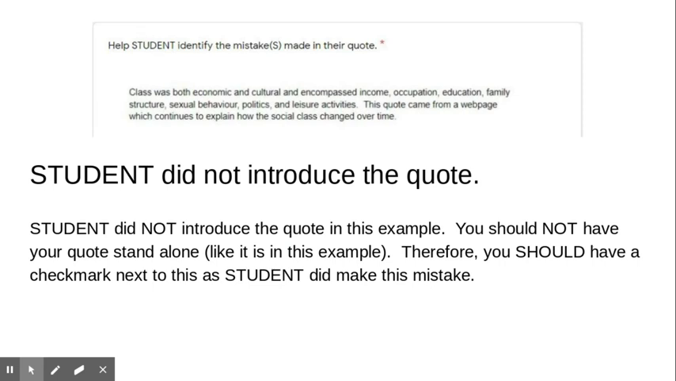All right, student did not introduce the quote. Yeah, student did not introduce the quote in this example. So just to clarify, that first sentence is the quote. So yeah, they did not introduce it. This is another example where the quote would be standing alone, and we don't want to do that. So this should have a check mark next to it, as the student did make this mistake.